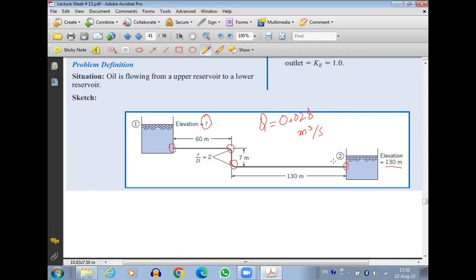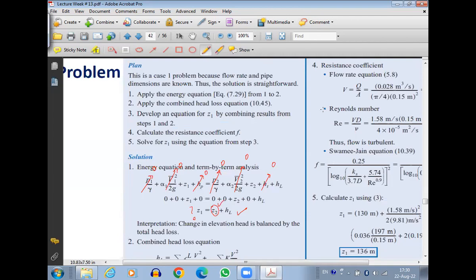If we substitute HL into the energy equation that we used, we can find out what is the elevation Z1 that we need to find out. Okay. So this was chapter 7. And finding HL is chapter 10, that you are studying right now.